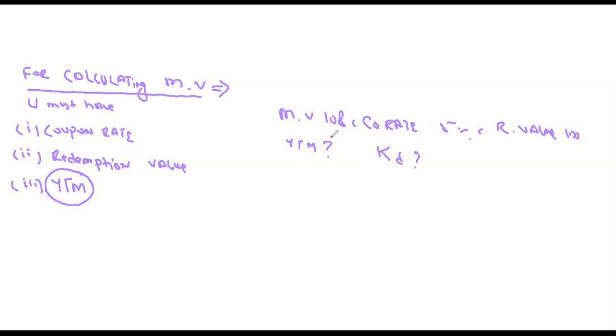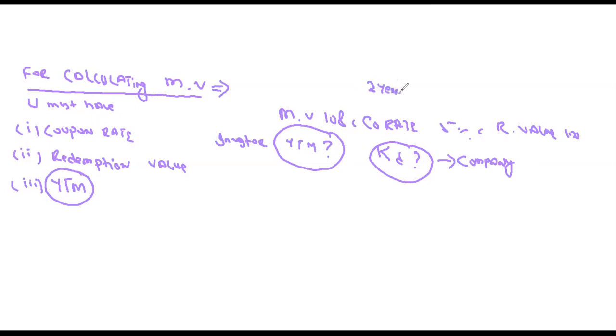Again, I am repeating, the YTM will be calculated for the investor and KD will be calculated for the company. What will happen now? And bond life is, for example, 3 years lifespan. Done? Now, what will happen?